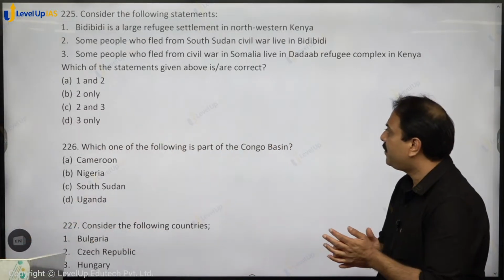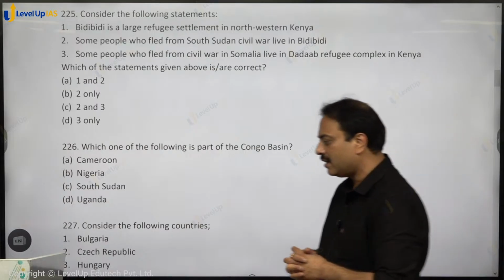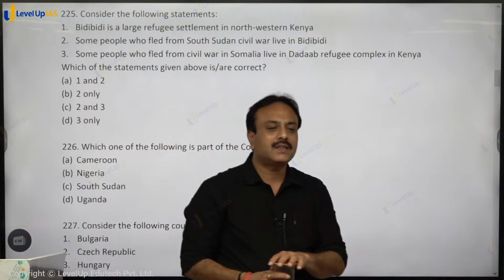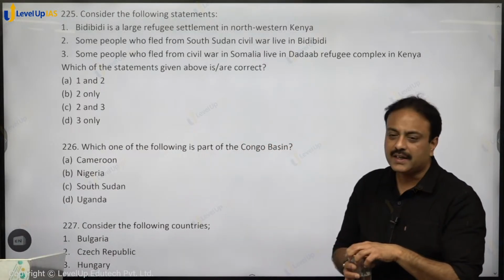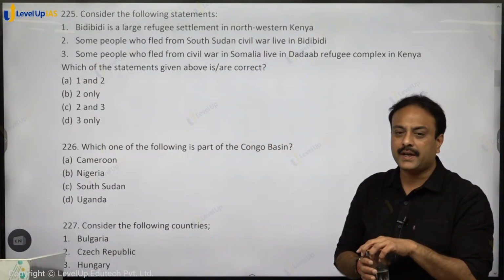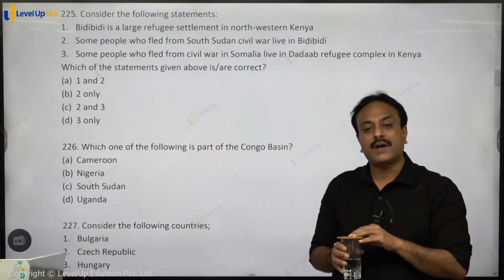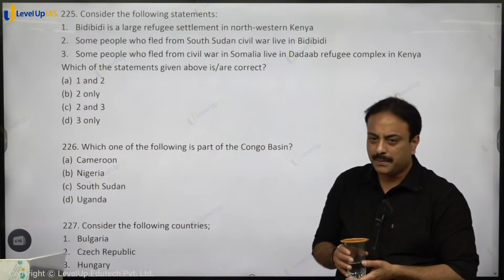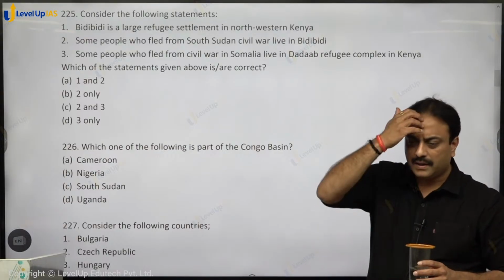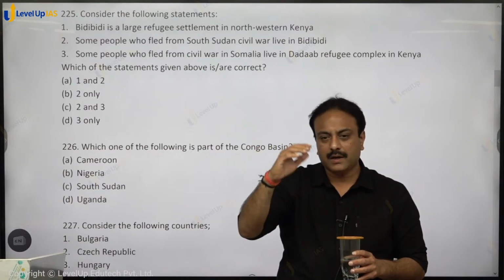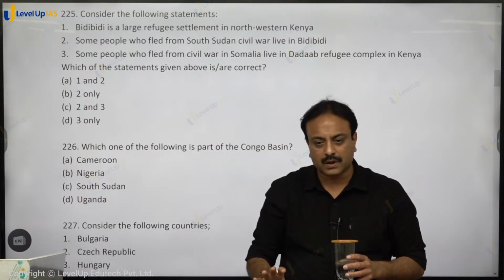BidiBidi is a large refugee settlement in northwestern part of Kenya. BidiBidi is a large refugee settlement, it's correct, but it is not in northwestern part of Kenya, it is present in Uganda. Why is it present in Uganda and what was it made for? Because if you know something about the map of Africa, you have the country Uganda. North of Uganda, one of the countries is South Sudan.